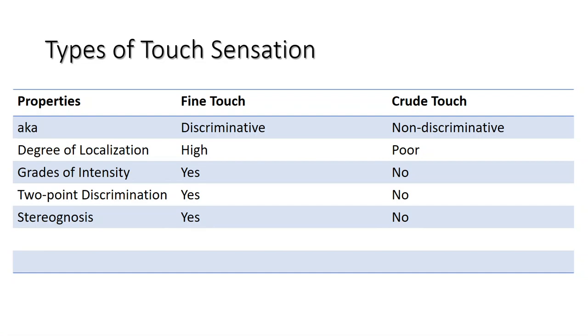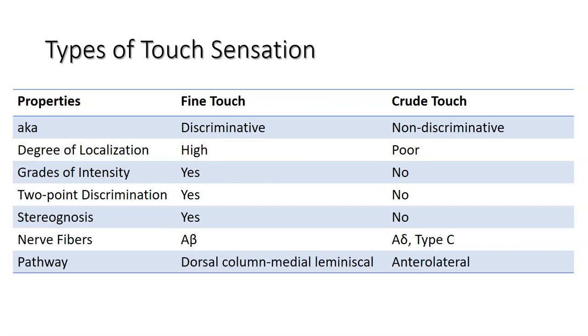Stereognosis is the ability to recognize a familiar object with closed eyes. It is believed that it is a property of fine touch. Fine touch sensation is carried by A beta nerve fibers, and crude touch is carried by A delta and type C fibers. In the spinal cord, fine touch is transmitted by the dorsal column medial lemniscal pathway. The pathway for crude touch is the anterolateral system in the spinal cord.